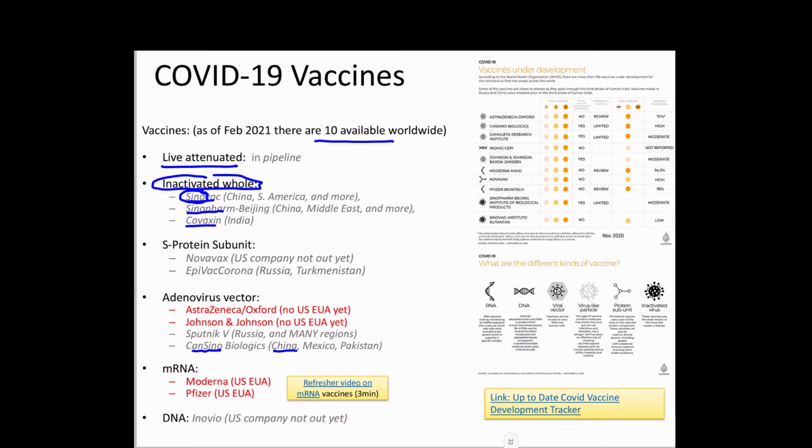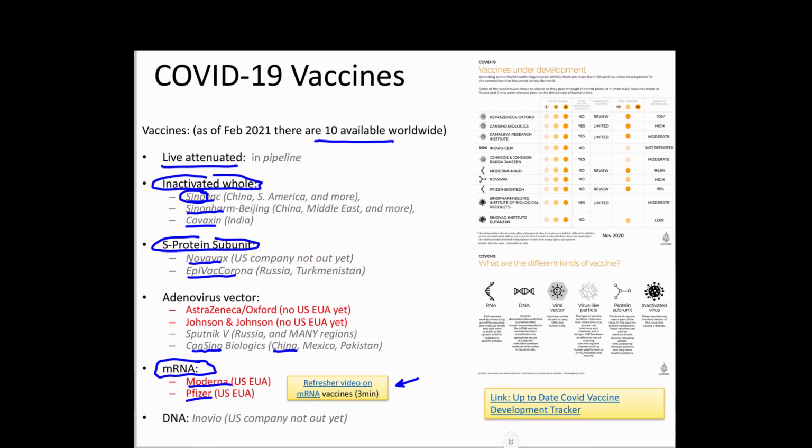We have a couple of S protein subunit vaccinations. Novavax is one that is in fairly late stage development in the US. It's not out yet. And then EpiVacCorona is Russian developed and it is out there. The vaccines that you're going to see right now have been the mRNA vaccines, and those are the Moderna and the Pfizer vaccines. Those consist of the RNA for the spike protein of the virus. And I'd recommend you watch this very short video refreshing you on mRNA vaccines.